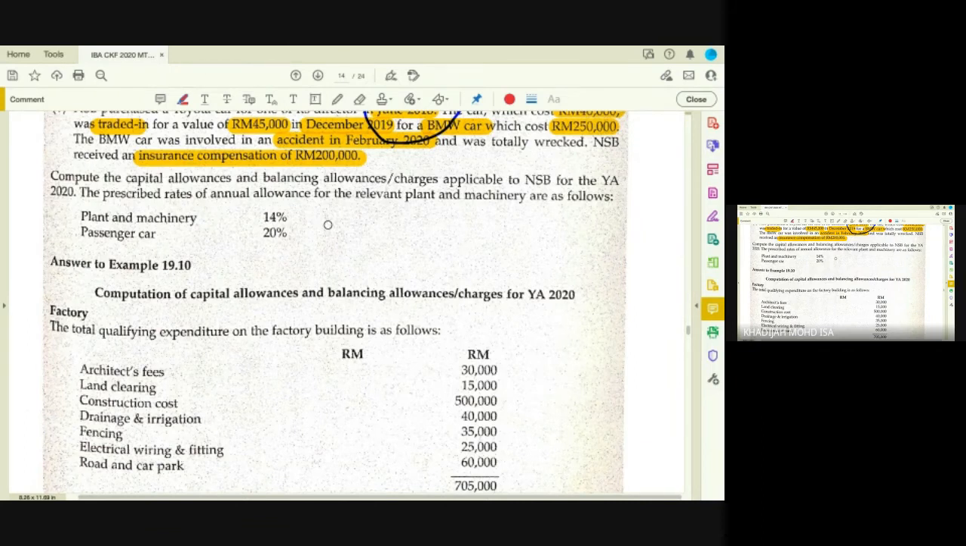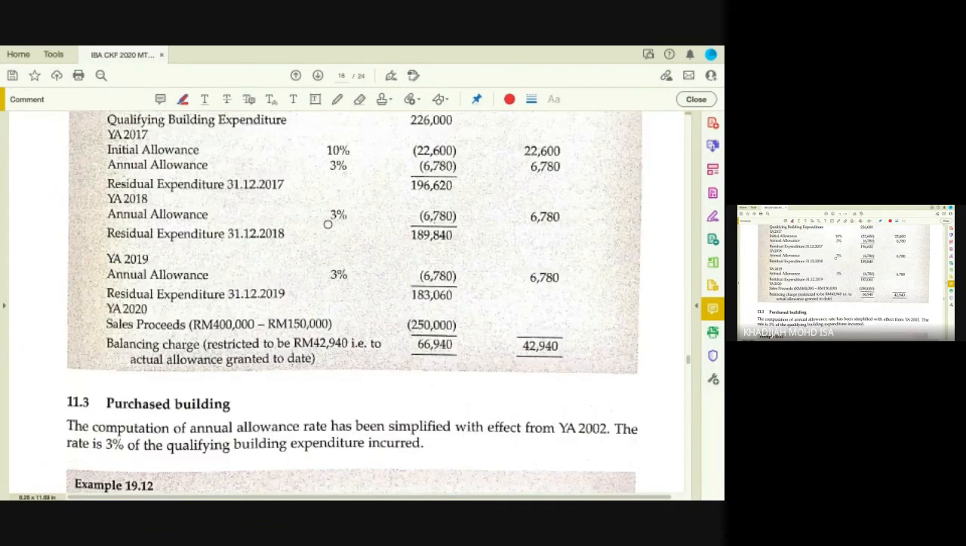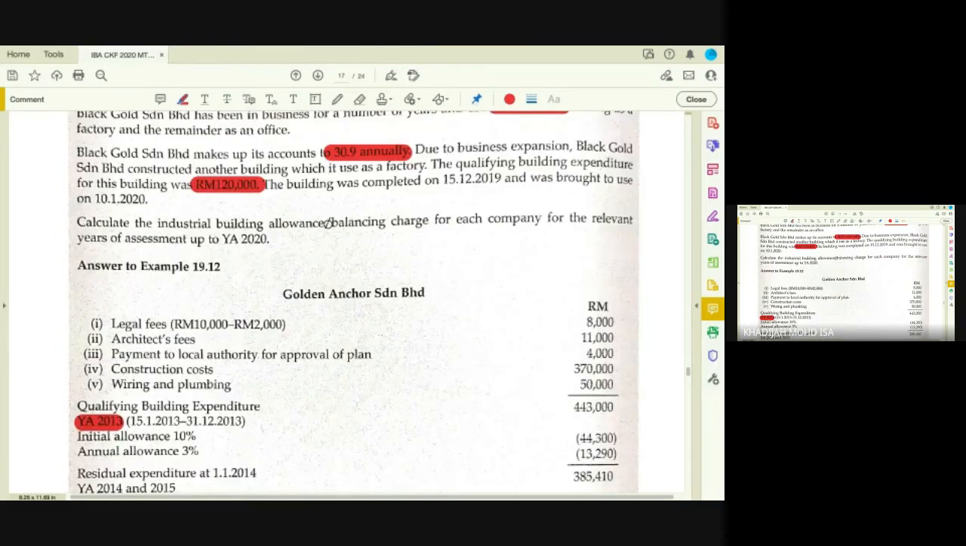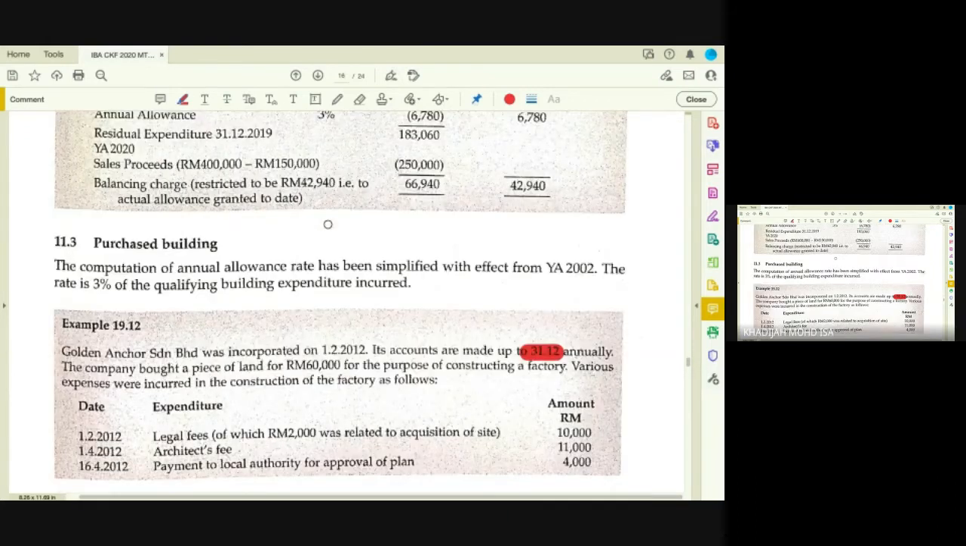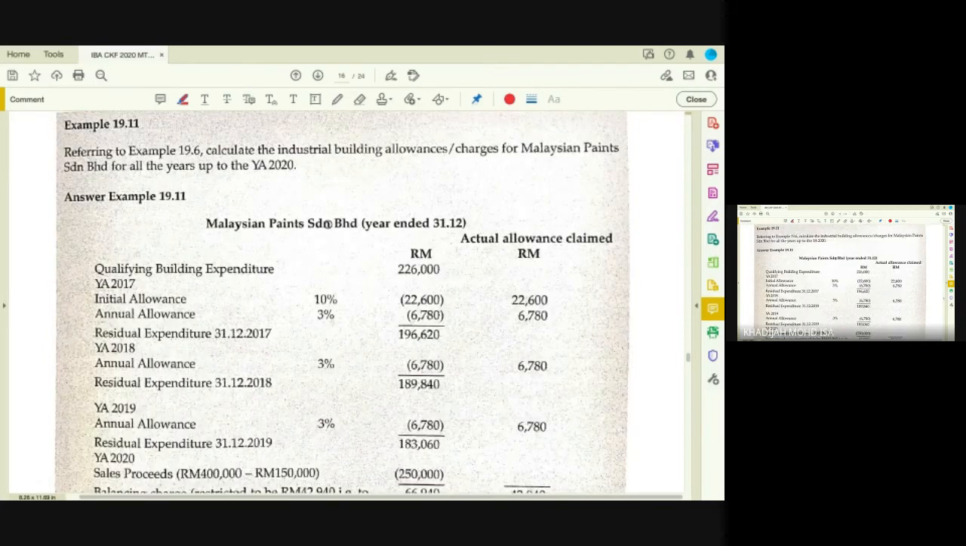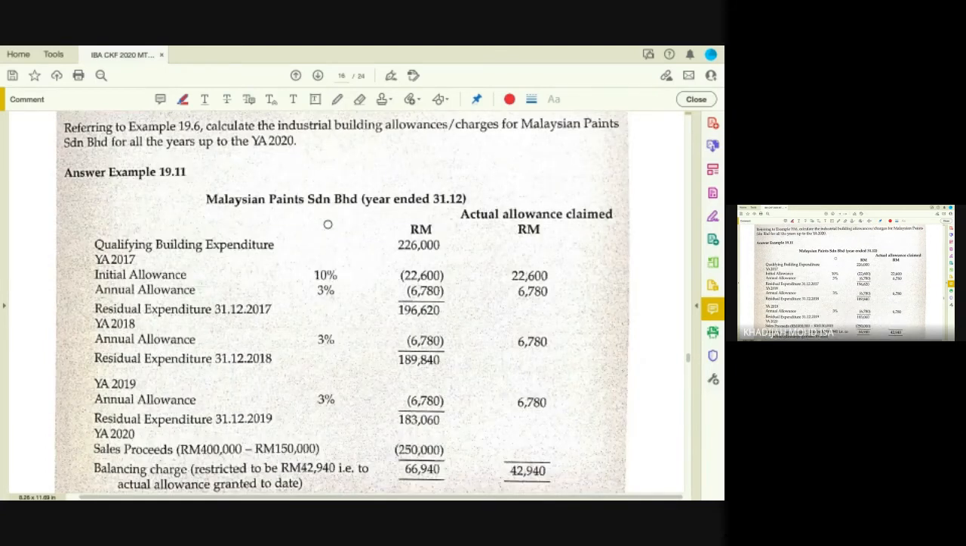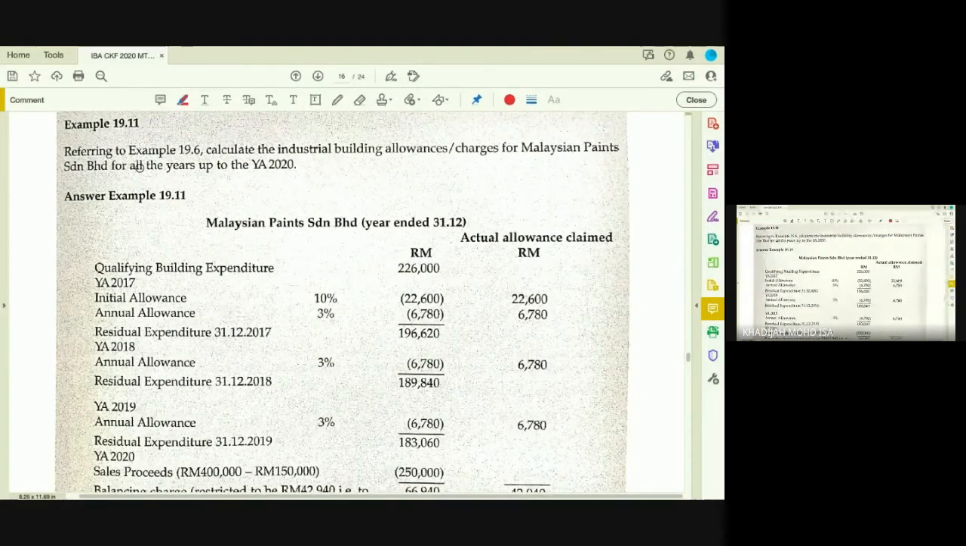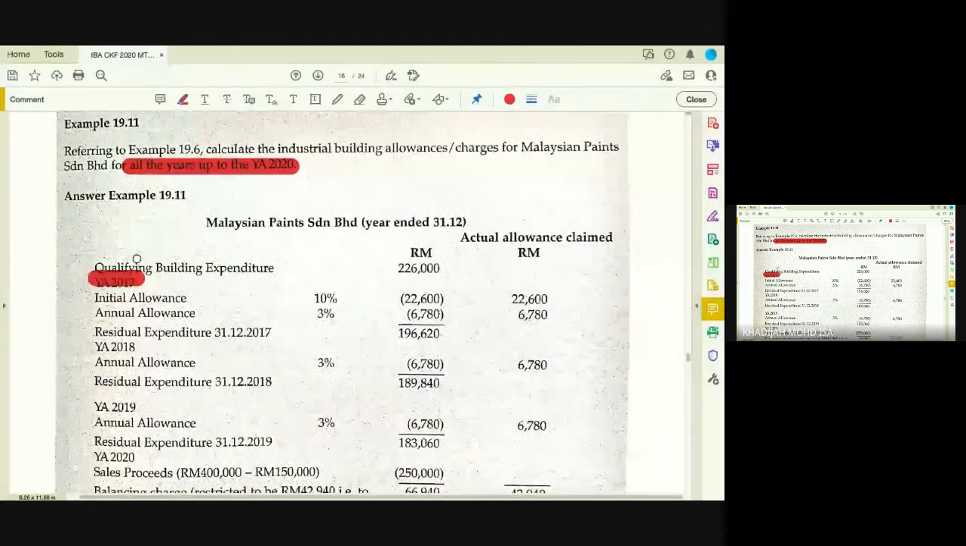But for this question, 19.12, is it 19.12? Wrong, 19.11. The question asks you to compute all the years up to 2020. So be careful with the question. It means that you have to compute the relevant years of assessment. So when is the first year that you're going to claim? In this case, it says YA 27. Okay, let's look at the question.